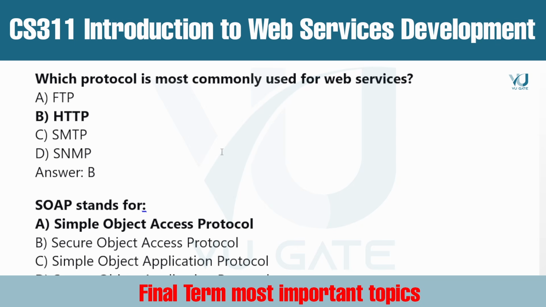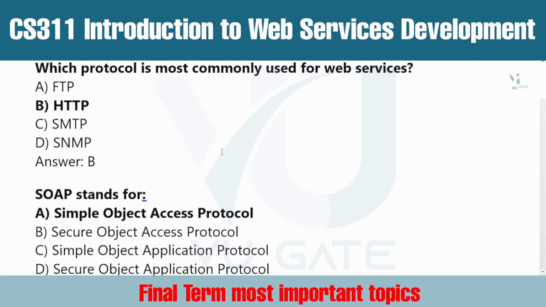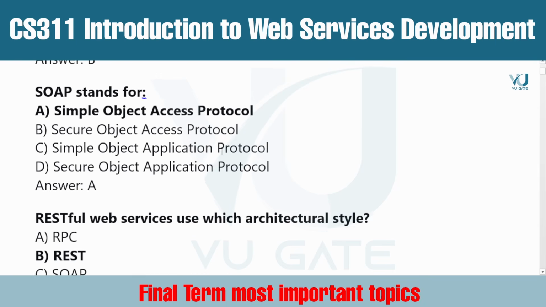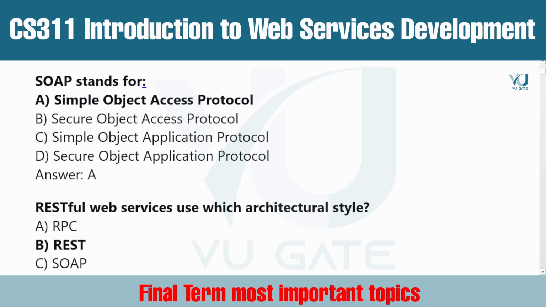Question 1. Which protocol is most commonly used for web services? The correct answer is option B, HTTP. Question 2, SOAP stands for. The correct answer is option A, Simple Object Access Protocol.